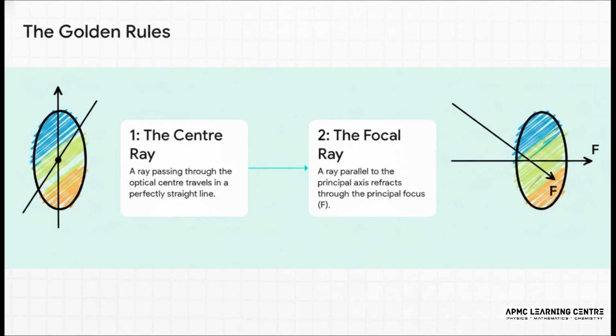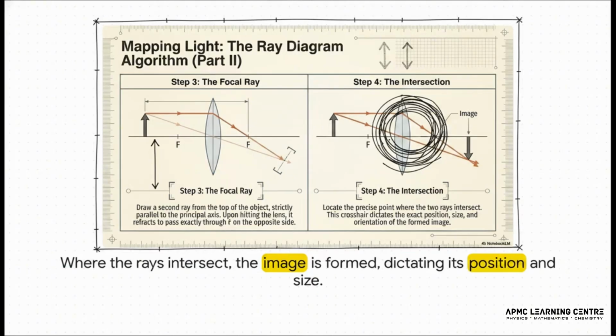Simple as that. Rule number 2 is the focal ray. Any ray that starts out traveling parallel to our principal axis will get bent by the lens, and it will always pass directly through the focal point on the other side. Now, here is the big payoff. Where those 2 rays, the center ray and the focal ray, cross paths, that's where the top of our image is formed. This isn't a guess, it's not an estimate, it is a geometric certainty. That single point of intersection tells us everything: the image's exact location, how big it is, and whether it's right side up or upside down.